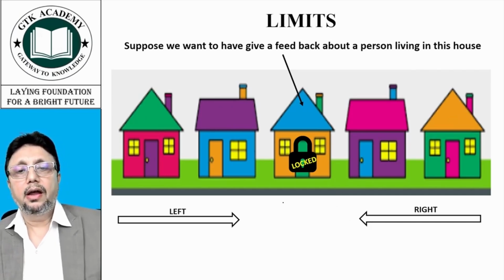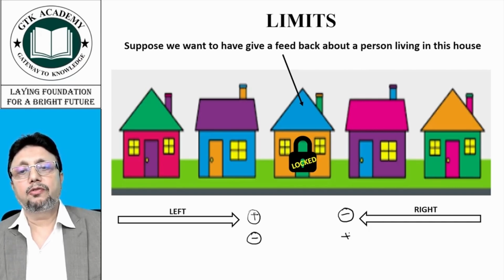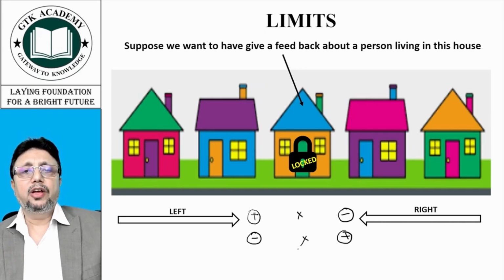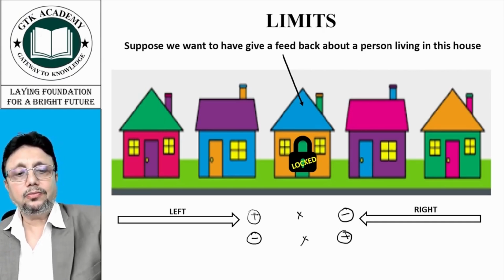However, if we get a positive feedback from left side and negative from right, or negative from left and positive from right, in both cases the feedback is confusing. Feedback does not exist. Which to take? Which feedback will you take? That means feedback does not exist.